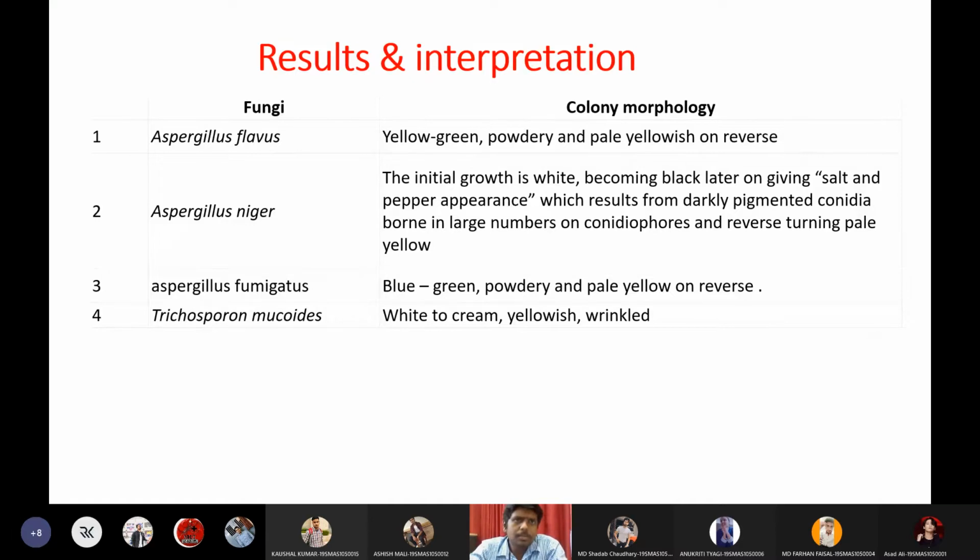Depending upon color, Aspergillus flavus will be in yellow color. Actually, Aspergillus flavus will be in yellowish green color, whereas Aspergillus niger will be in black color. Niger means black. Okay, Aspergillus niger will be in black color, whereas Aspergillus fumigatus will be in blue color. So if you see blue color colonies, it might be Aspergillus fumigatus. If you see black color colonies, it might be Aspergillus niger. If it is a yellow green color colony, then it might be Aspergillus flavus.